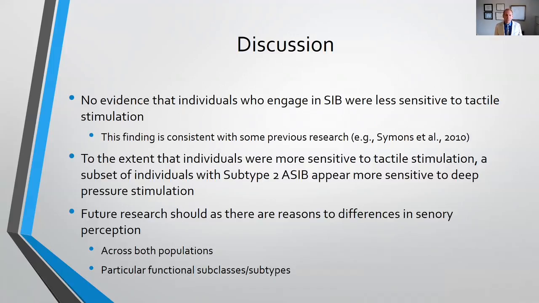However, that was only a subset of those individuals in that group. So what we're doing now is looking at those 3 individuals who are the most reactive and trying to figure out if there's anything interesting about those cases as well. Future research should continue to look at reasons for difference in sensory perception, both across populations and for particular functional subclasses and subtypes of self-injurious behavior.